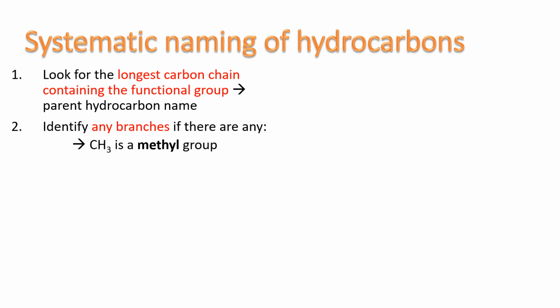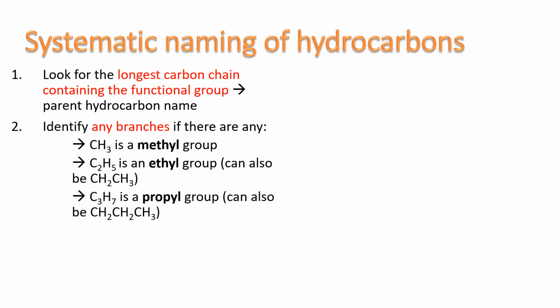If we can see a CH3 group, that is called a methyl group. Now remember, meth meant one carbon, so that's why it's CH3. If we have a C2H5 group, then it's an ethyl group. Now this might be drawn as CH2CH3. It might not be written C2H5, just for when you're looking for them. If we have C3H7, that is a propyl group. Again, this might be written CH2CH2CH3, if it's drawn out extended. Okay, so the second thing we do is identify any branches.